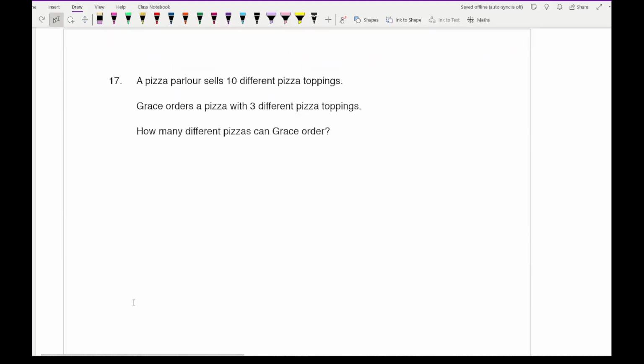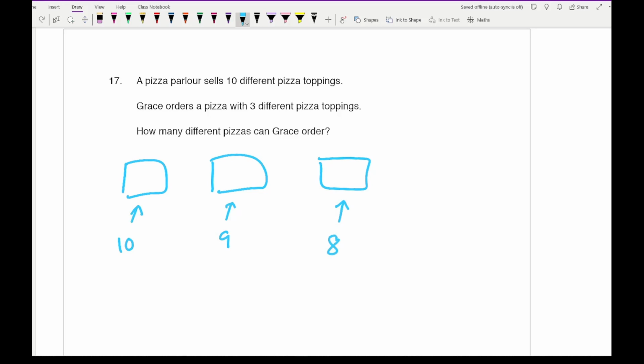Then moving on to our last question, it says that a pizza parlor sells 10 different pizza toppings. Grace orders a pizza with 3 different pizza toppings. How many different topping pizzas can Grace order? So in terms of a first, second and third choice, the first choice, she's got 10 to choose from. In the second, she's got 9 to choose from. And in the third option, she's only got 8 to choose from. So if I then multiply each of those 3 numbers together, I get an answer of 720.